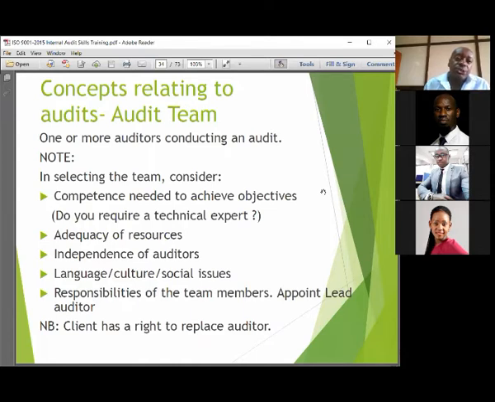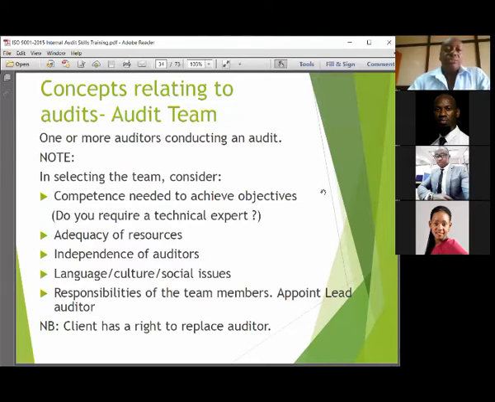There are various issues to consider. What are the competencies needed to achieve the objectives? Do these team members have the competence that is required? Or do you need to include somebody who is more competent, who has more knowledge about that process? Or do you even require an external or technical expert to accompany the team? So that is something to look at.